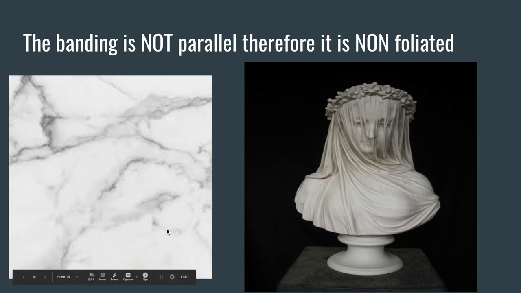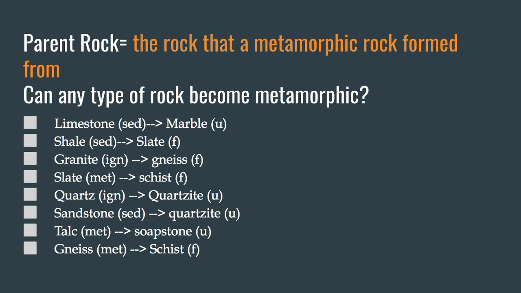Here we have some marble, and some people might say, well, I have marble at my house, or I've seen marble at like Home Depot or whatever, and it did have stripes. So doesn't that mean it's foliated? It's not foliated because these stripes are not parallel. Okay, remember, parallel means that they aren't going to cross each other. These little marks do cross, so that's why it's not foliated.